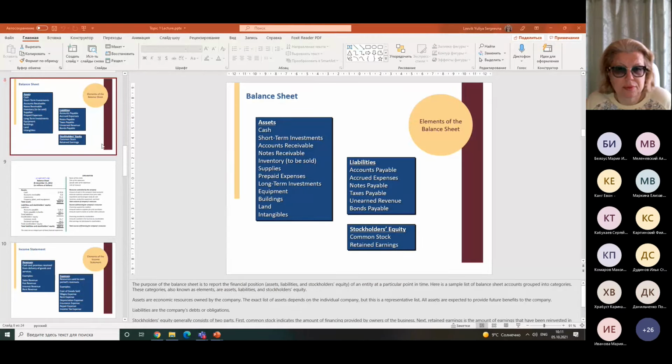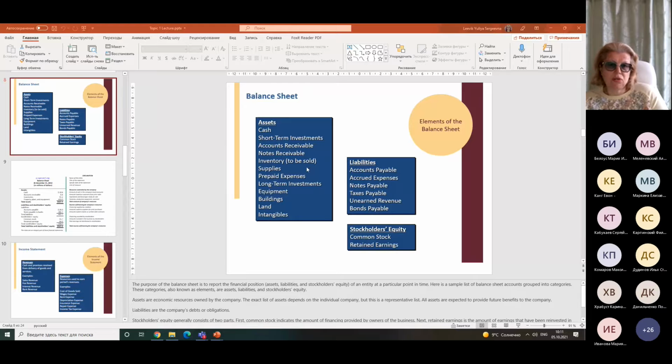So I just open some selected slides in every presentation to draw your attention to what to repeat, and also provide some comments. So first of all, let's start with the balance sheet. So these are the typical items and main elements of the balance sheet. Once again, balance sheet contains three basic elements: assets, liabilities, and common stock.